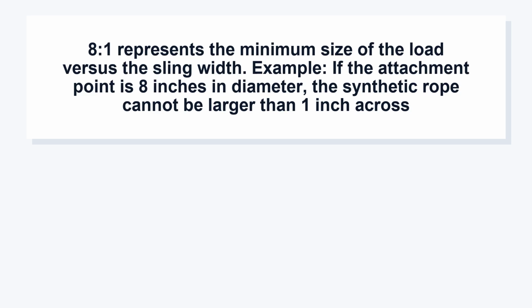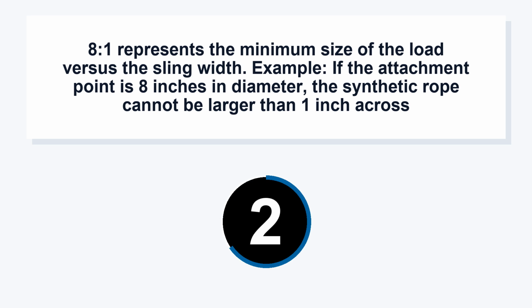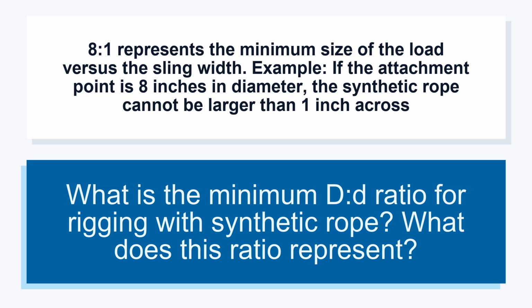8:1 represents the minimum size of the load versus the sling width. Example, if the attachment point is 8 inches in diameter, the synthetic rope cannot be larger than 1 inch across. What is the minimum D/D ratio for rigging with synthetic rope? What does this ratio represent?